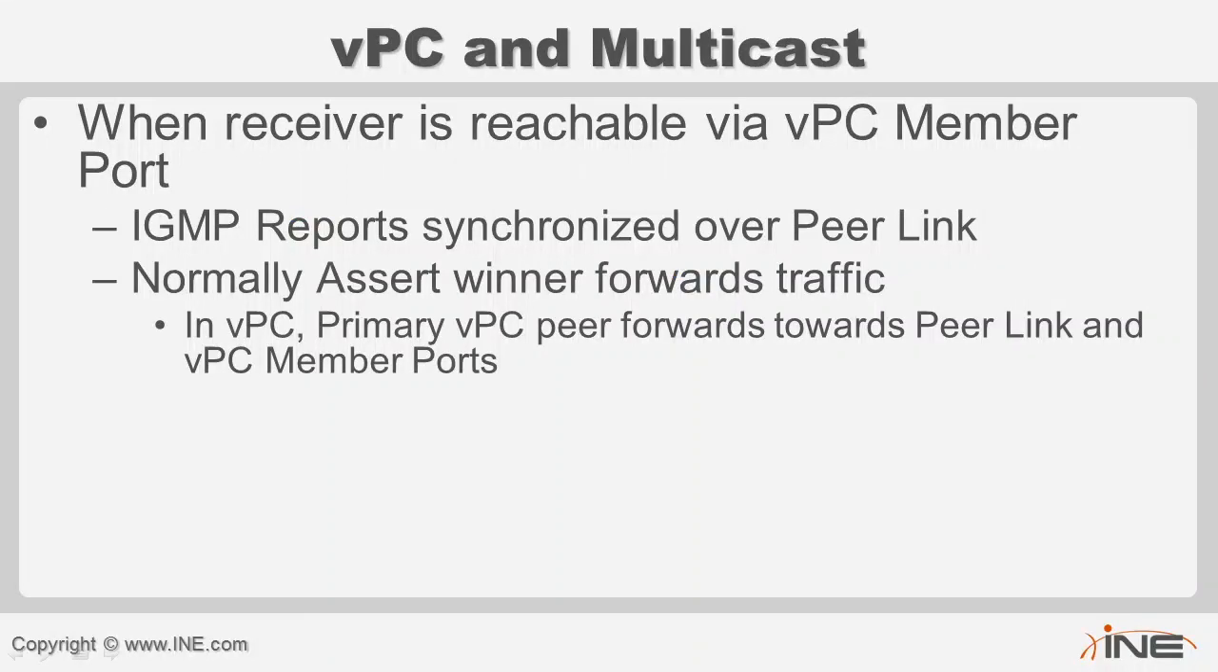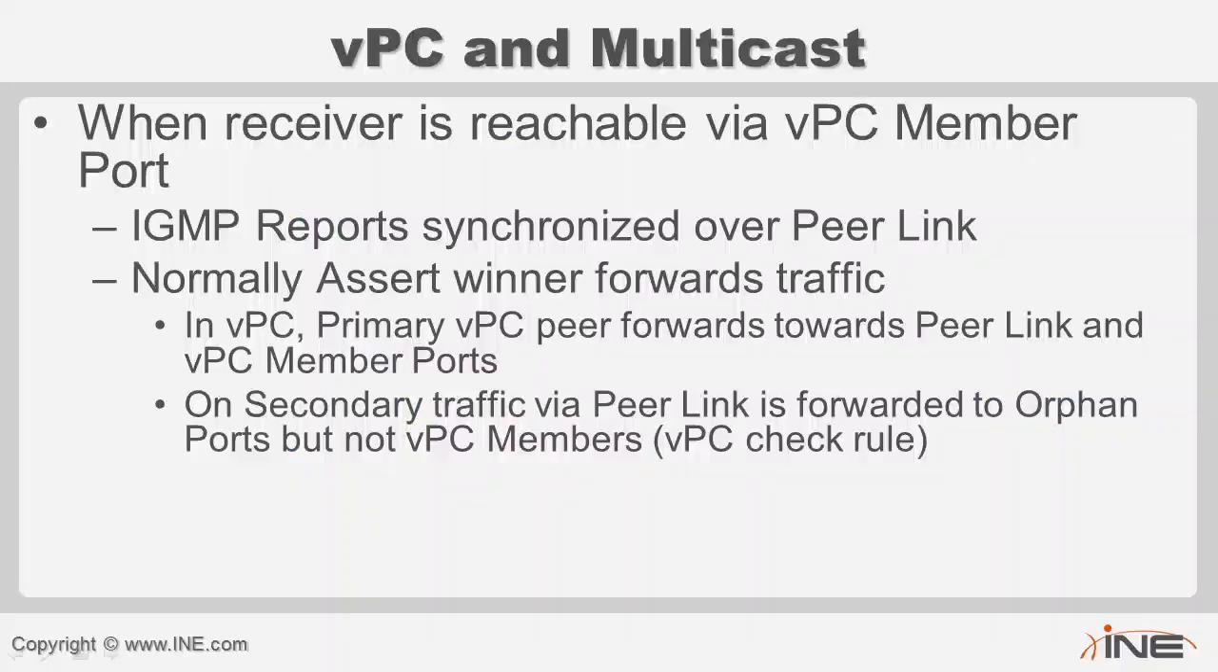The primary VPC peer is going to be the one that is in charge of forwarding the traffic towards the peer link and towards the member ports. So depending on where the feed is coming in, and this is going to assume that it's coming from upstream, like coming from the upstream core, and then going down to a receiver that is actually on the member ports, it's going to be the primary VPC peer that is in charge of doing the forwarding. Regardless of whether they are the assert winner or not, that's going to be one of the roles that the primary is going to take the place of.